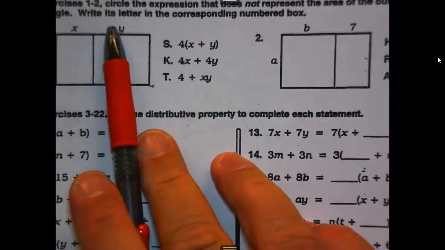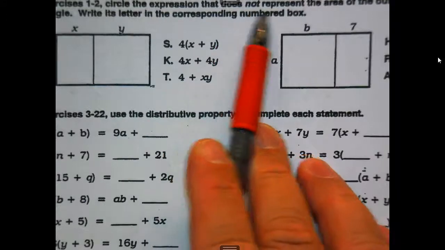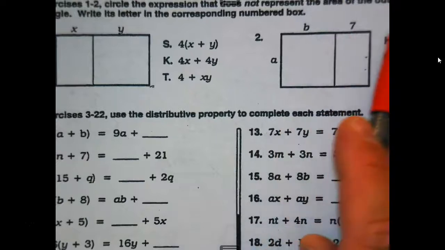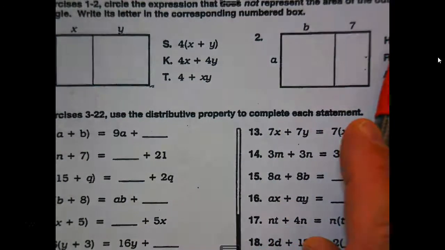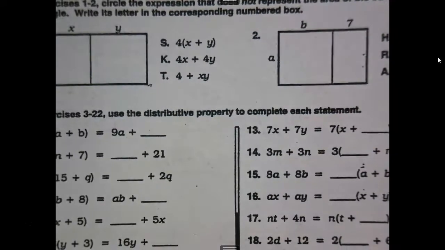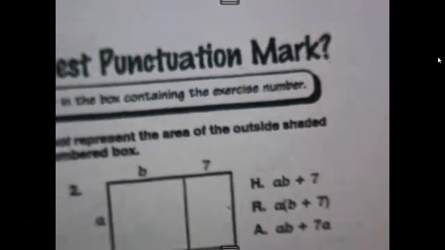Let's see what this puzzle says. The length. Circle the expression that does not represent the area. So we've got to figure out the area, not perimeter. Outside shaded rectangle. Well, what's the shaded rectangle? Do you see a shaded rectangle?